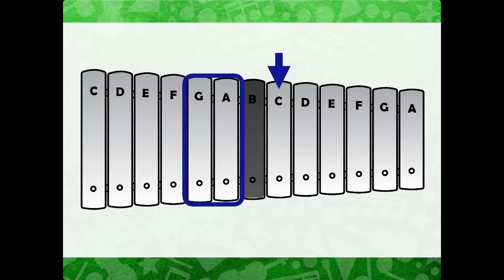But this one's nice and it's big and it's easy for kids to see. So I had them look for G and A. I had them take off B and then also look for C. So the pattern that they're eventually going to play is sort of tricky.